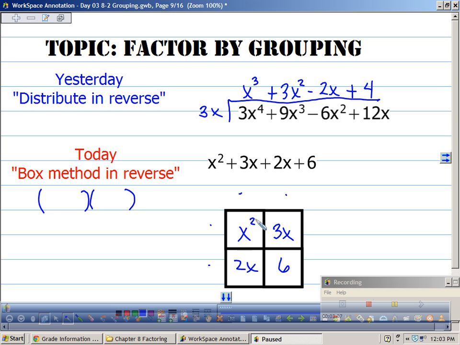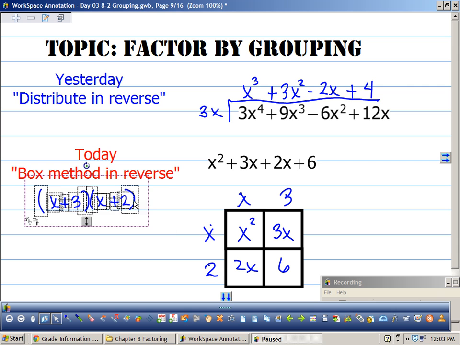So what's the greatest common factor of x squared and 3x? x. x times what makes x squared? x. x times what makes 3x? 3. 2x and 6, what are their common factors? 2. And I like this way because you actually get to double check if you're right. Does 2 times x equal 2x? Does 2 times 3 equal 6? Yes. So I have x plus 3 times x plus 2.